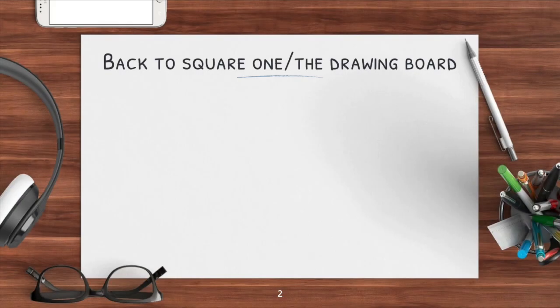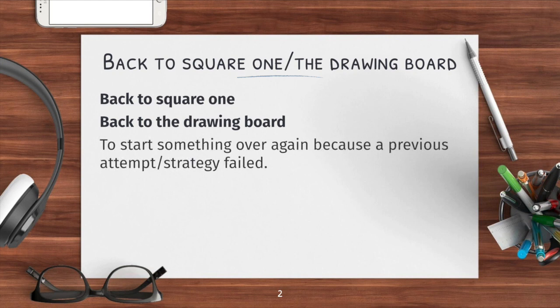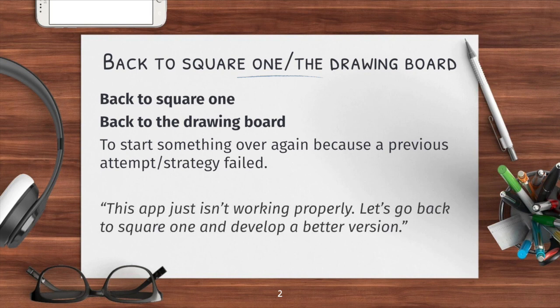All right, so the first business English idiom is actually two different idioms that have basically the same meaning. Back to square one and back to the drawing board, these both mean to start something over again because your previous attempt or strategy has failed. So when you go back to square one, you're going back to the beginning to try again in a different way. This app just isn't working properly. Let's go back to square one and develop a better version. You could also say go back to the drawing board, and go is a very common verb to pair with this idiom.